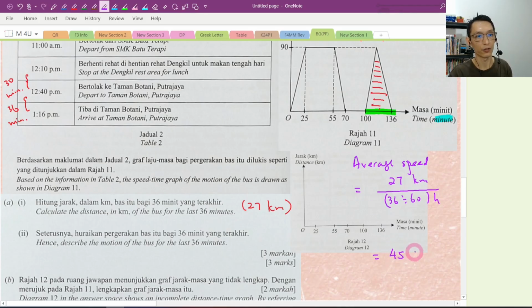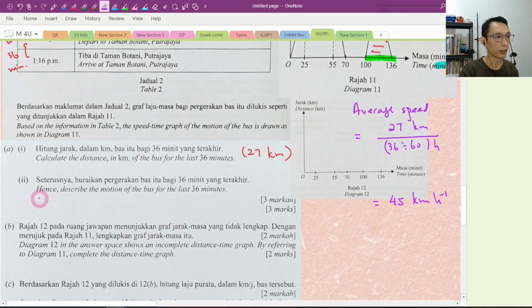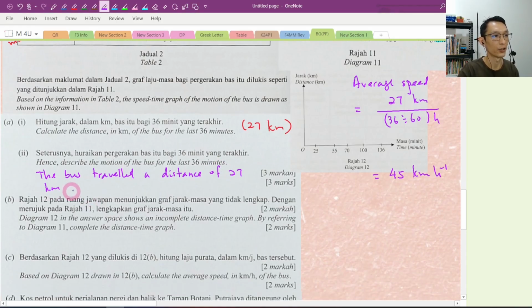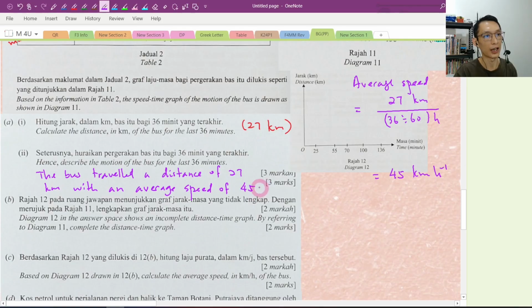This is 45 kilometer per hour. Okay, I can describe this way. The bus travel a distance of 27 kilometer with an average speed of 45 kilometer per hour. Okay, this is the answer for the second part.